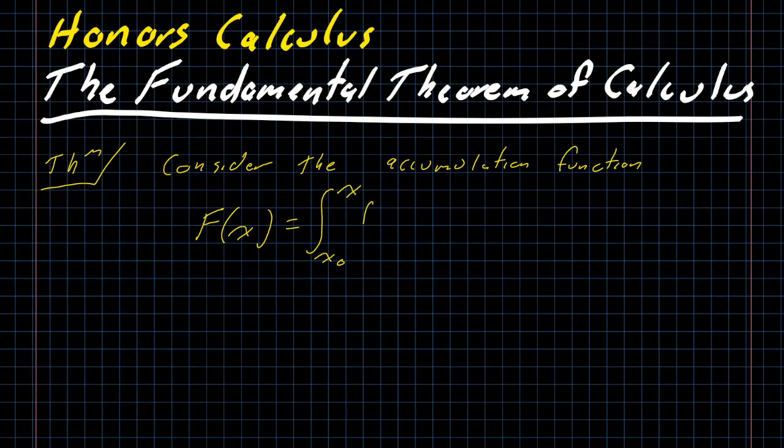And we end at our variable, our independent variable x. And we're going to integrate some other function, little f, called the density function. And we want that at some dummy variable. I usually use the dummy variable t, so this is little f of t dt.